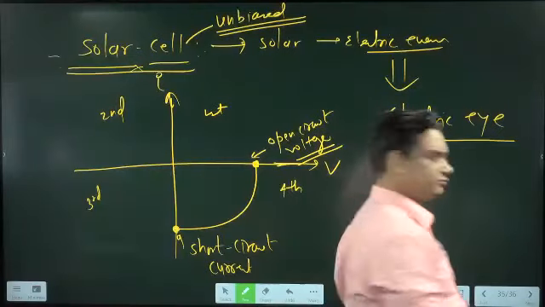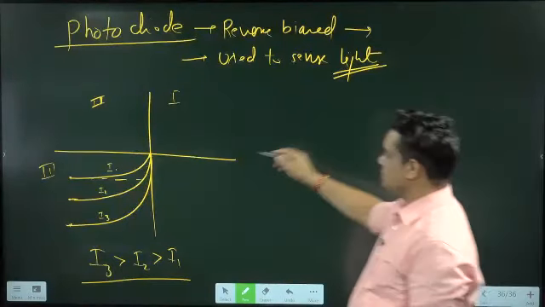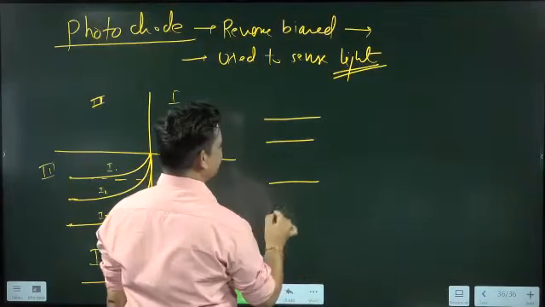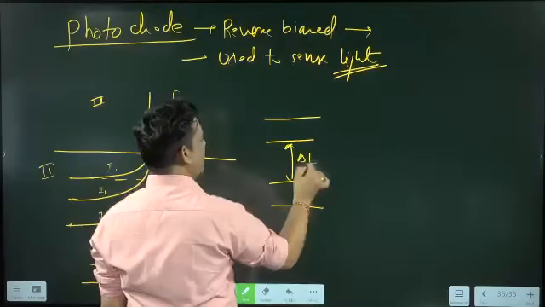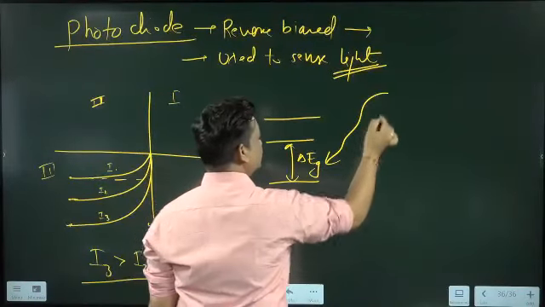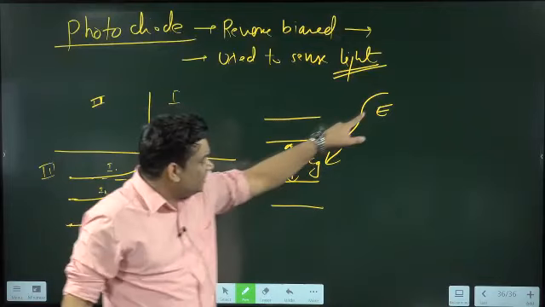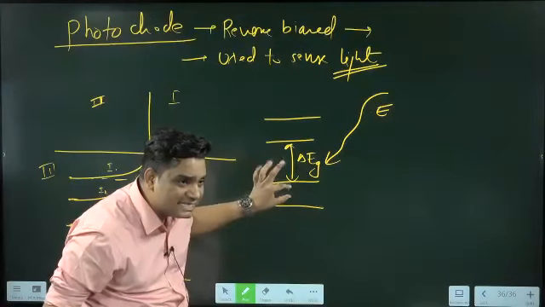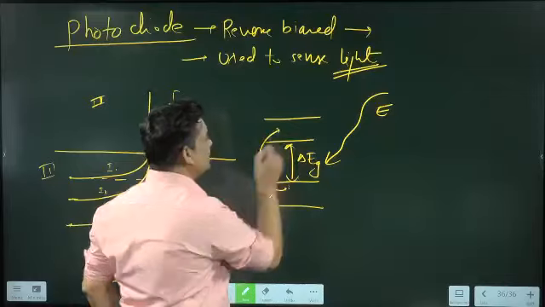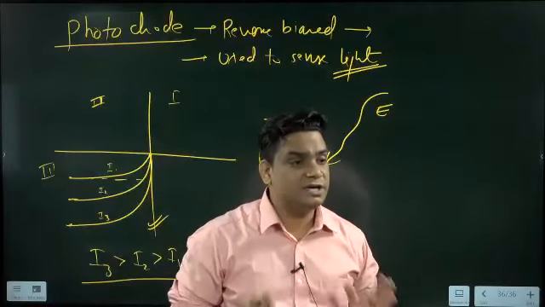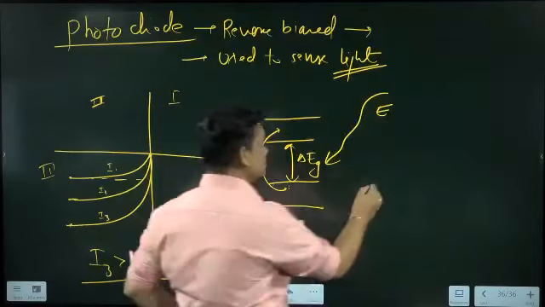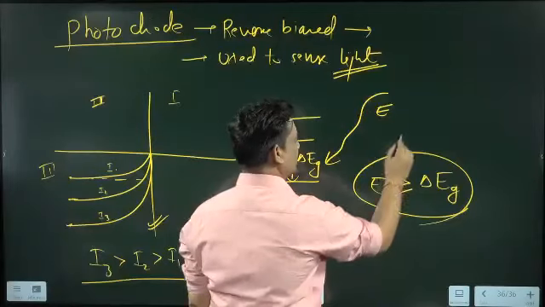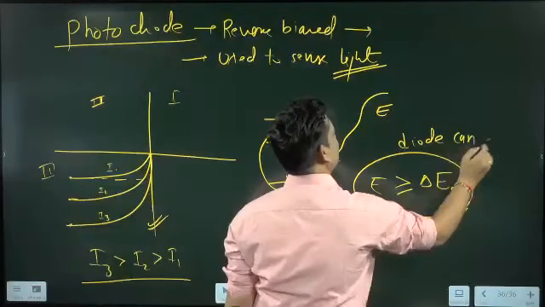In this one, this is the reverse biased graph, and in this situation it can ultimately sense the light. This is the band gap. Suppose the light has energy E and is incident on this diode. The diode will be able to sense it, meaning the electron will be transferred here. When it is transferred, the energy should be more than or equal to delta Eg, then only the diode can sense the light.